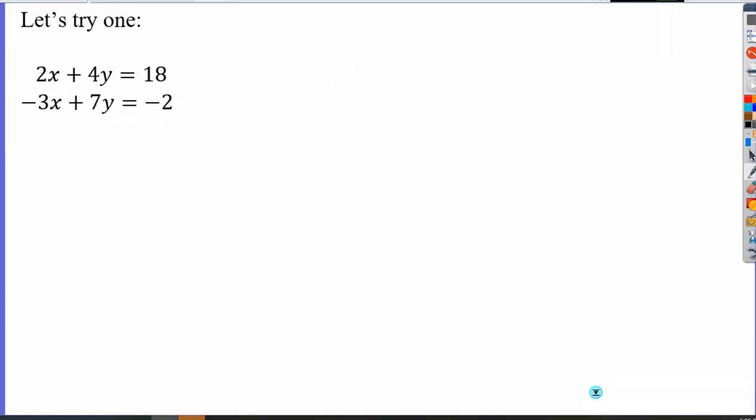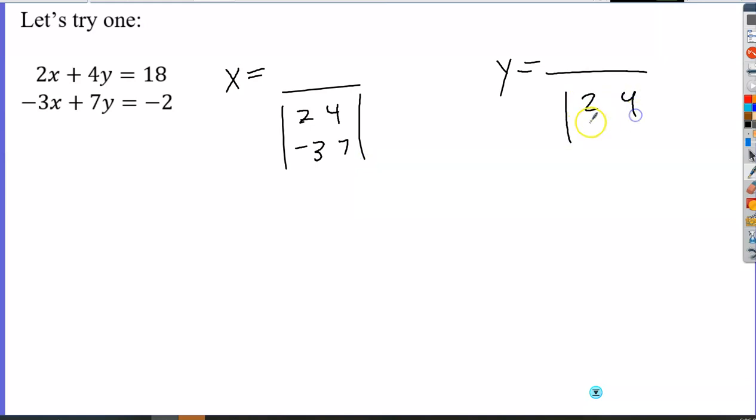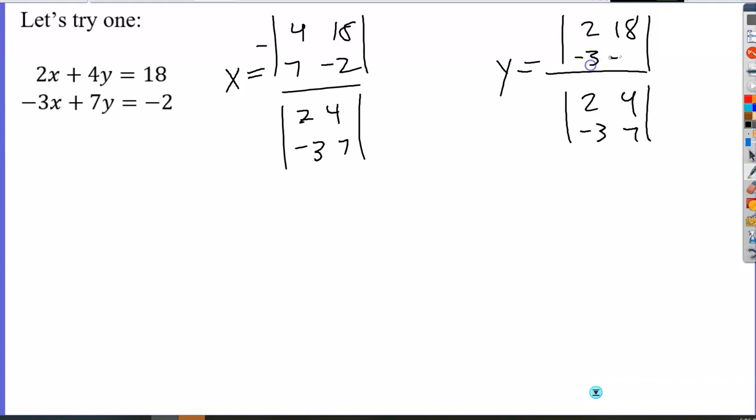Now, let's try one. Once again, you do not have to use this, but it's another way. So if I want to solve for my x value, and actually I can do both x and y right now, I'm going to do the determinant of my coefficients. So I'm going to create the matrix 2, 4, negative 3, 7 for the bottom for both of them. And on top, for x, remember it's negative, and I'm going to use the y values and the constants. So 4, 18, 7, and negative 2. And for the y value, I'll use the x coefficients and the constants. So 2, 18, negative 3, negative 2.